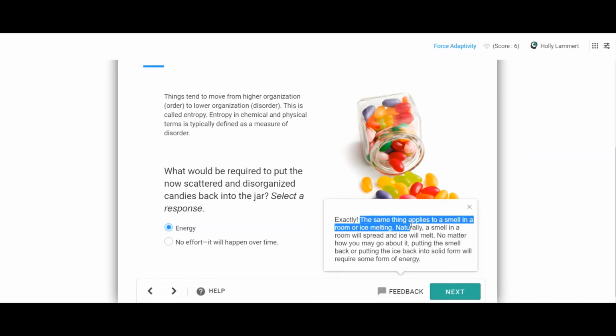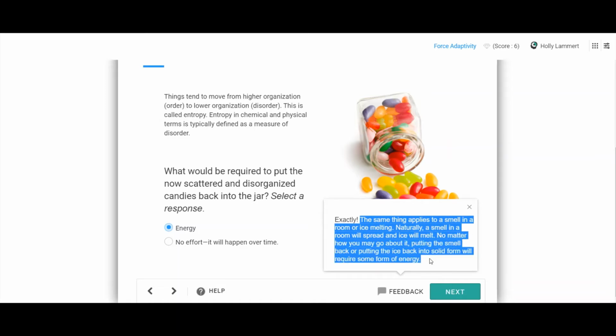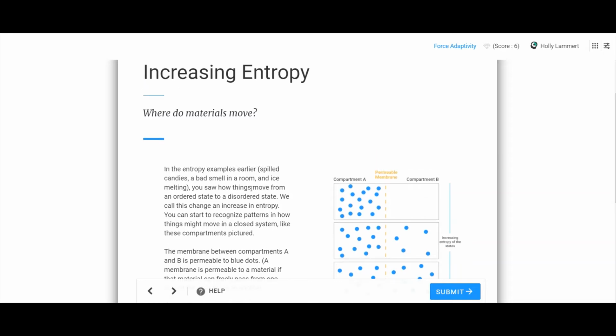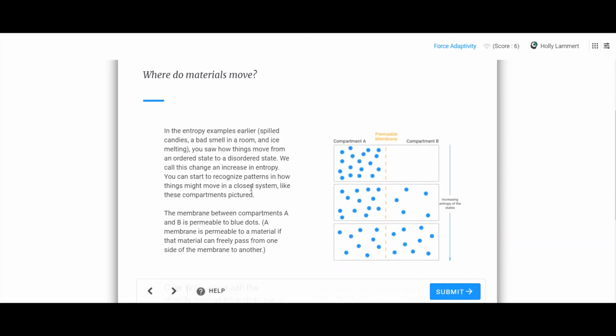Exactly, and the same thing applies to a smell in a room or ice melting. Naturally, a smell in a room will spread and ice will melt. No matter how you may go about it, putting the smell back or putting the ice back into solid form will require some form of energy. Increasing entropy. Where do materials move?